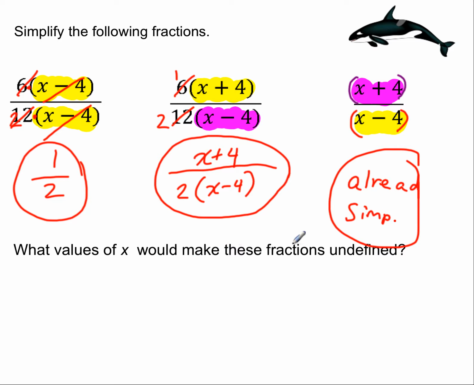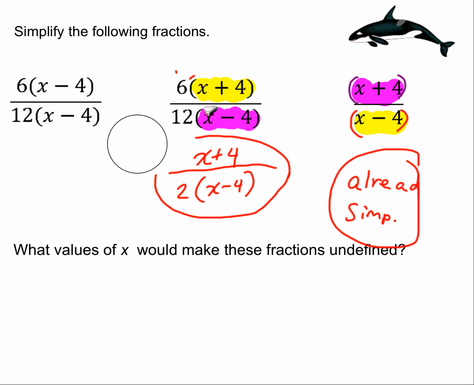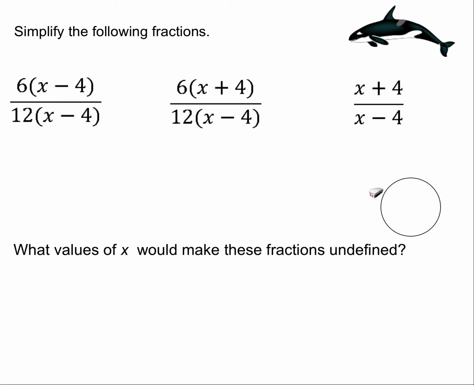What values of x would make these fractions undefined? Well, again, I have to look at the original fraction. I have 6 times x minus 4. Let's see. I think I'm going to erase it. I'm going to erase everything because now we're looking at the forbidden values. And I have to go back to my original equation. What's going to make the denominator turn into 0? Well, this is never going to be 0. This could be 0, though. And if I have 12 times that 0, it would force the denominator to be 0. So in this case, the restricted value or the forbidden value is that x cannot equal 4.